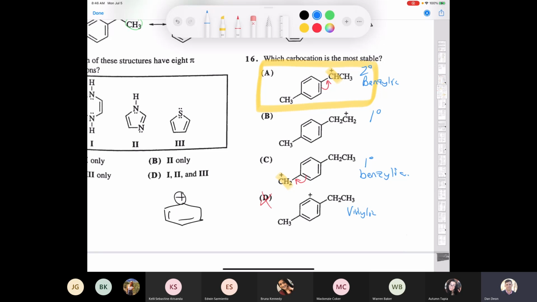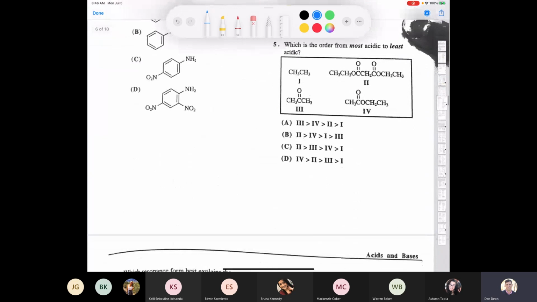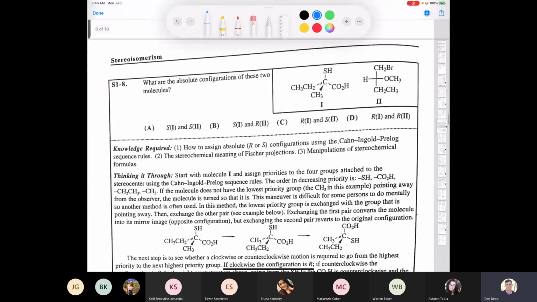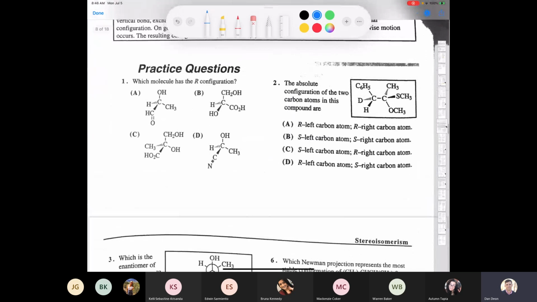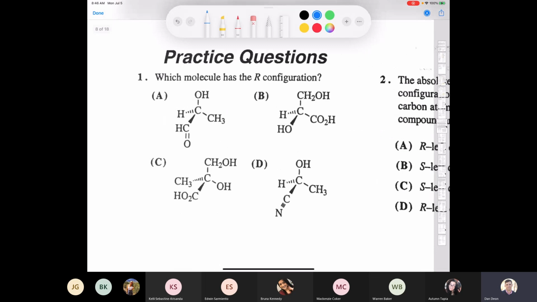So let's move on to the section of stereochemistry. Stereoisomerism is the next chapter, and we're going to skip this section for now. We might come back and look at some more acid-base chemistry later on. But I know that stereochemistry is something that, if you don't talk about it a lot, you can tend to lose your stereochemistry prowess.